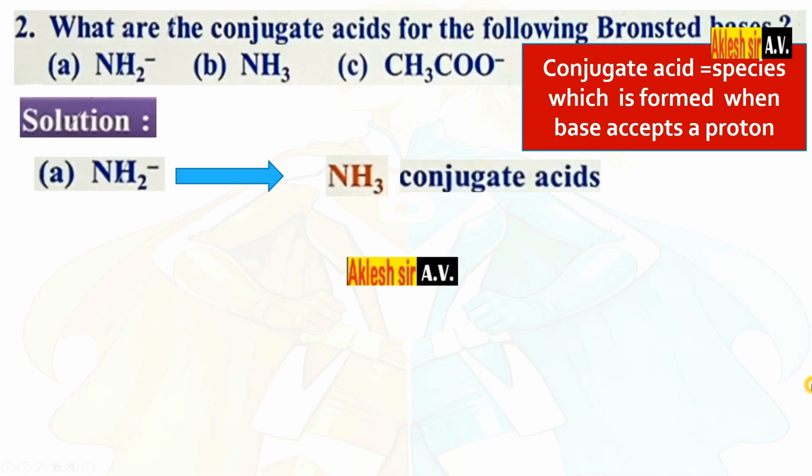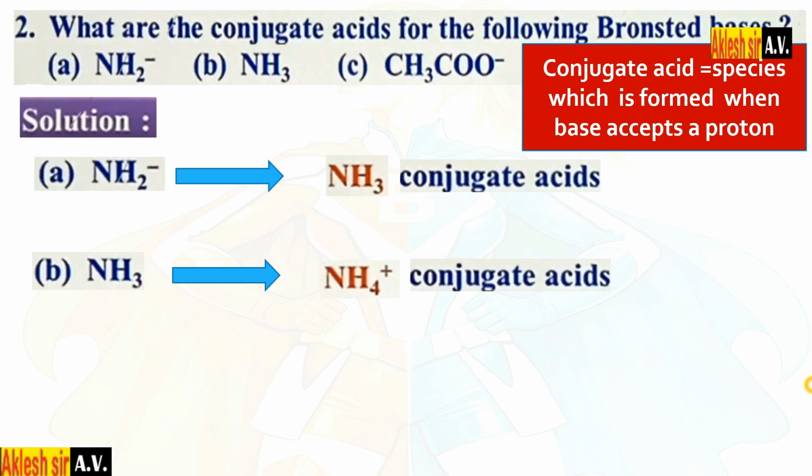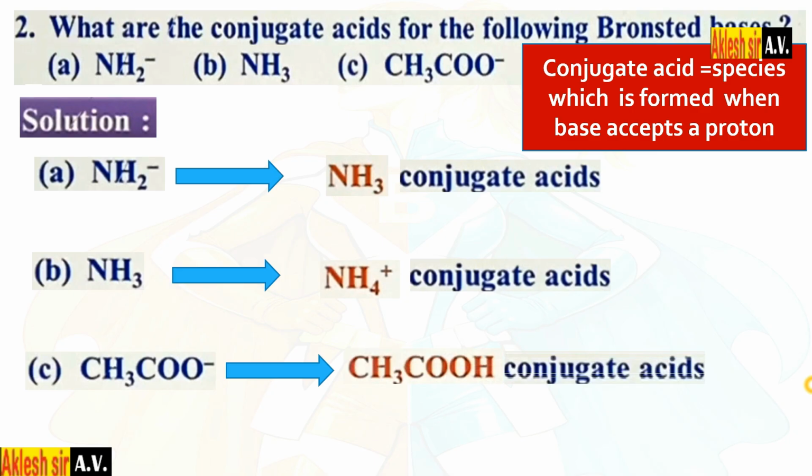And this NH3 is a conjugate acid. Next, same thing here, NH3 accepts the proton, it will form what? NH4 plus. Therefore NH4 plus, the species formed, is a conjugate acid. Next example, CH3CO minus. After accepting the proton, it will form CH3COH, which is a conjugate acid.